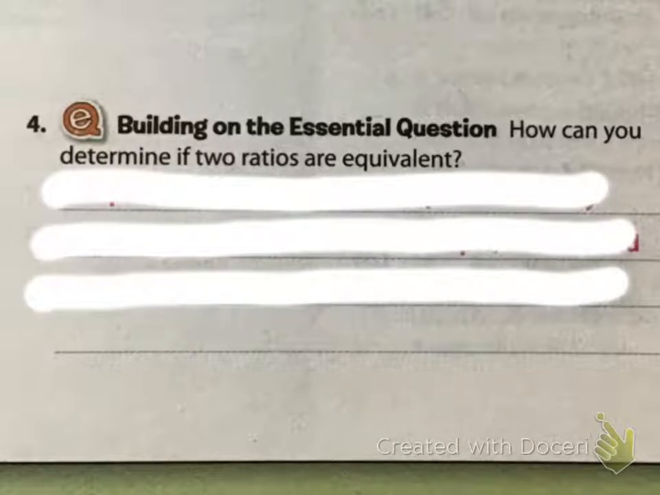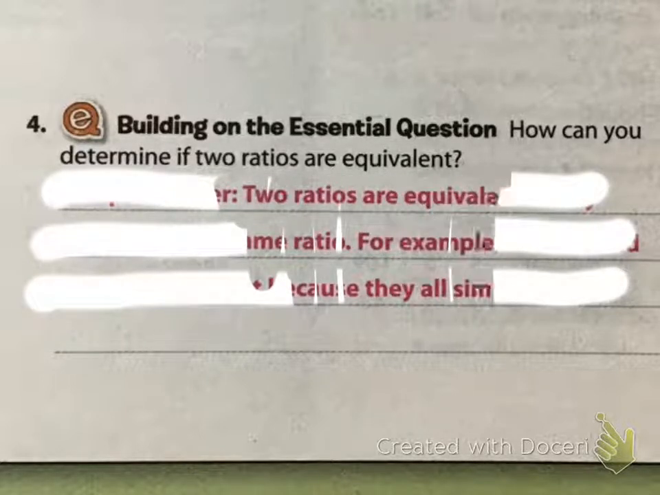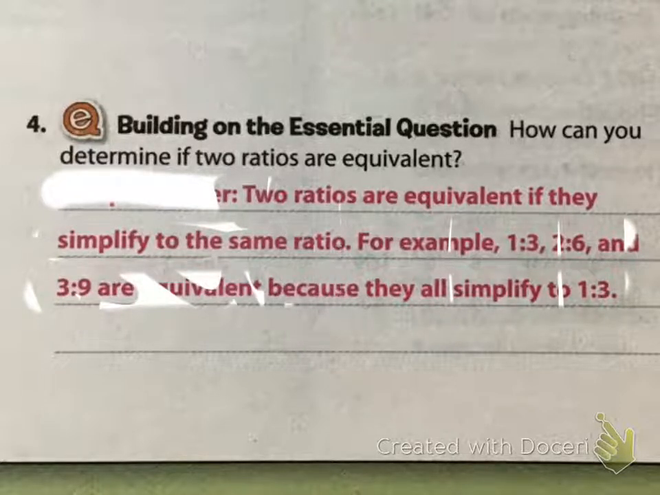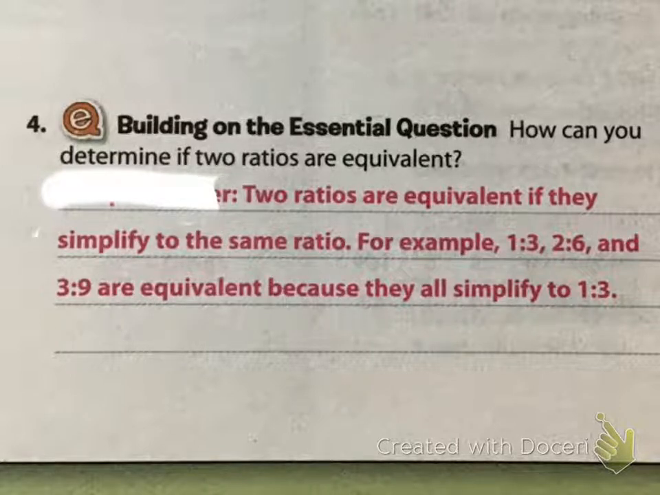So, how can you determine if 2 ratios are equivalent? Who knows? Fernando? Yeah, if you divide them by the GCF and they get the same ratio. And we can divide things by all sorts of things, just like what we did earlier. So two ratios are equivalent if they simplify to the same ratio. For example, 1 to 3, 2 to 6, and 3 to 9 are equivalent because they all simplify to 1/3. That was the first problem we did today.